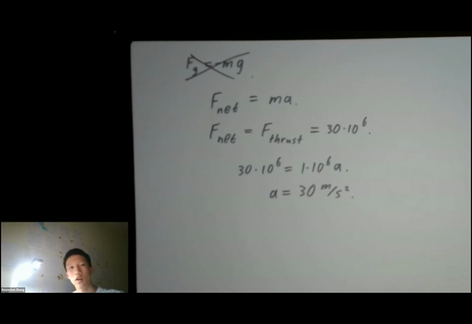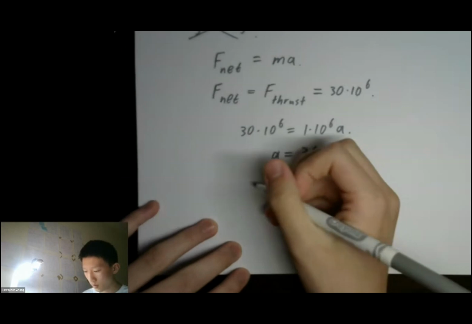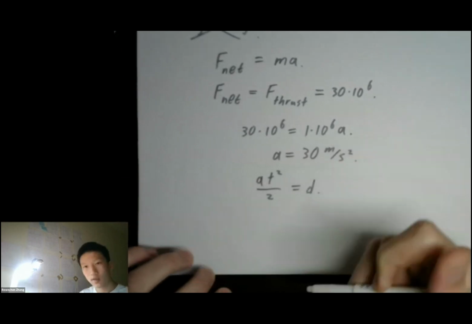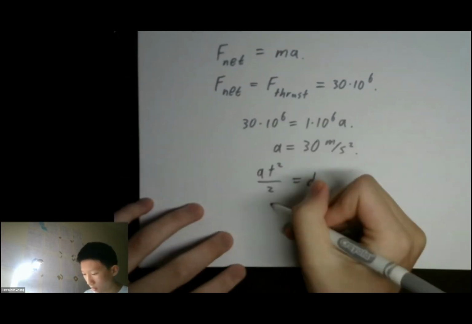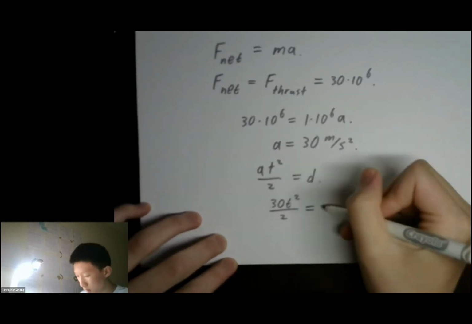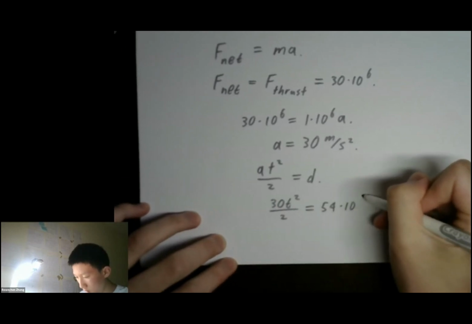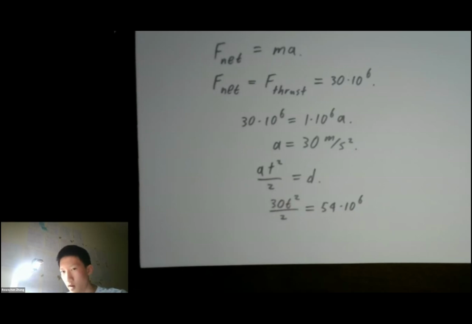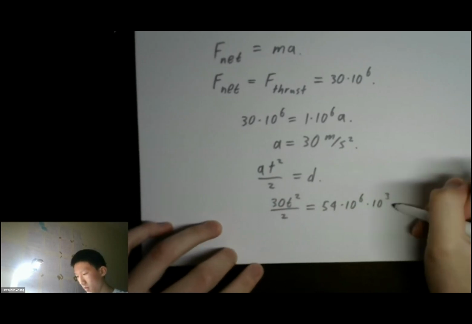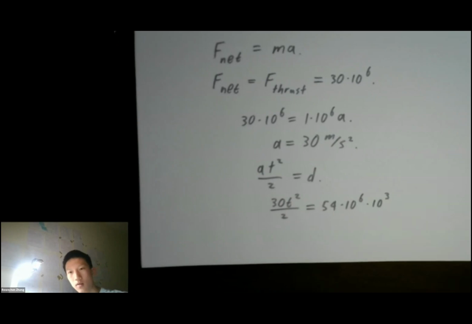We're trying to figure out how long it will take us to make this 54 million kilometer journey. Well, acceleration times time squared over 2 is equal to distance. Same equation we were using from earlier. Let's plug things in. 30 times time squared divided by 2 is equal to the distance. And what is the distance? 54 times 10 to the 6, except, not quite. 54 times 10 to the 6 kilometers. 54 times 10 to the 6 times 1,000 meters. So we can multiply it again. Or I could have written 10 to the 9.